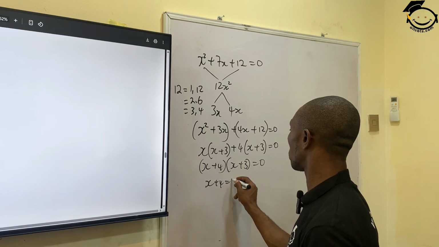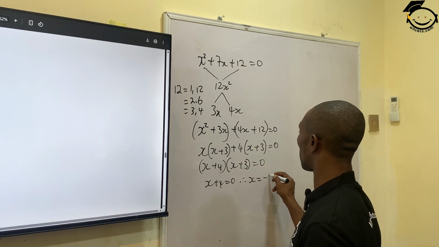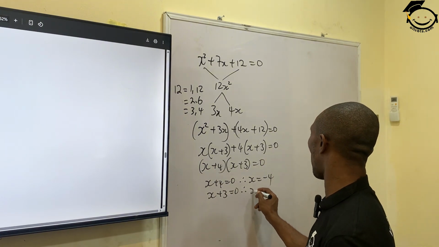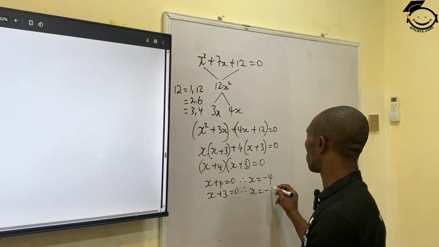x plus 4 equals 0. So therefore, x equals minus 4. And x plus 3 equals 0. So therefore, x equals minus 3.